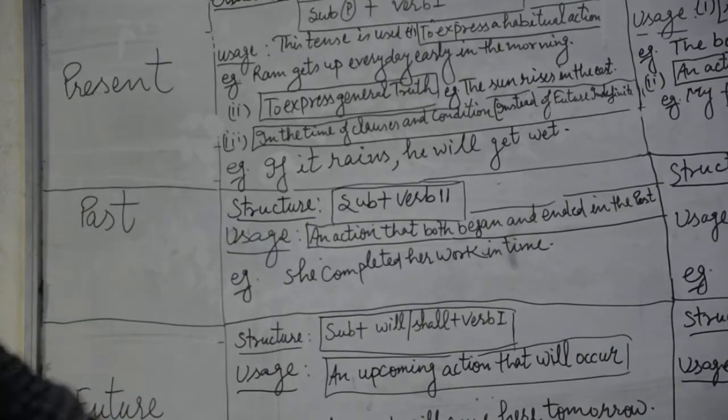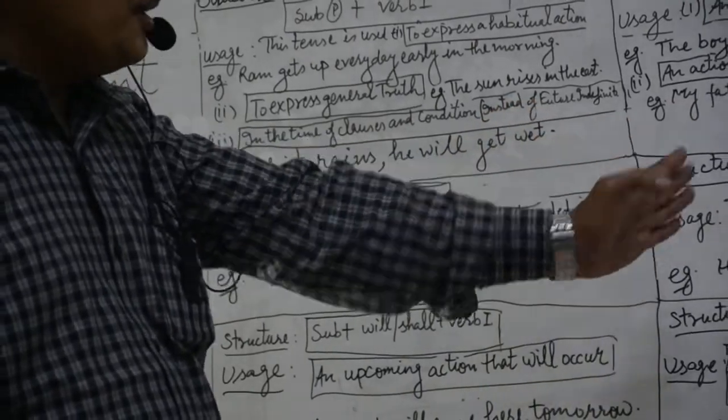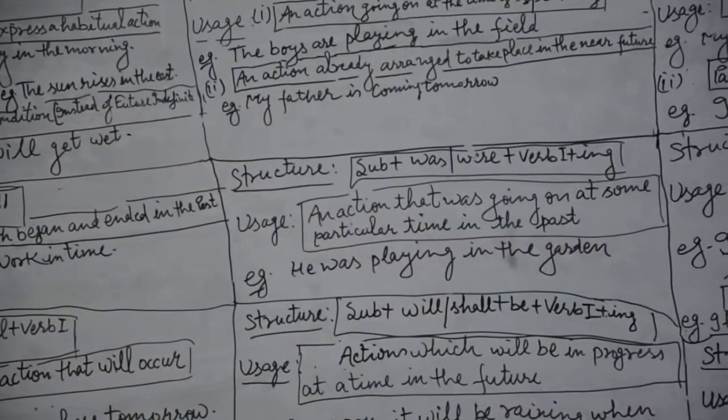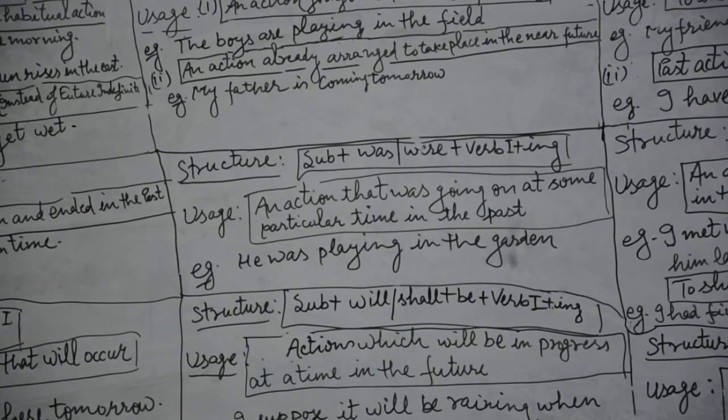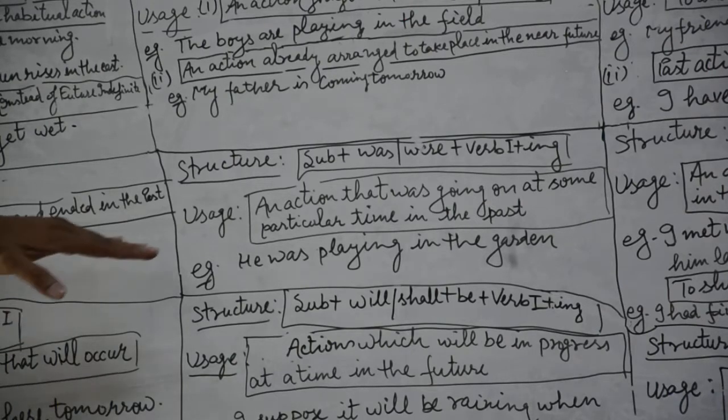Now we come to the second, past continuous tense. What is the structure of past continuous tense? In past continuous tense, we use was, and the ing form with the first form of a verb with the subject. Usage: where is this tense used?